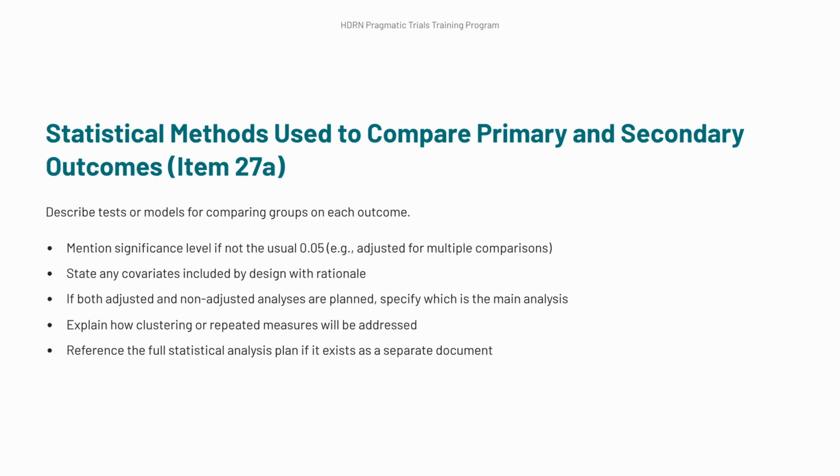Also state the significance level and any covariates included by design, with a brief rationale. If you plan both adjusted and unadjusted analyses, specify which is primary. If there's clustering or repeated measures, say how you'll account for it, for example using mixed effects models or GEE with appropriate cluster adjustment. For secondary outcomes, you can be less detailed, but still clear about the analytic approach. And if you have a separate statistical analysis plan, reference it.